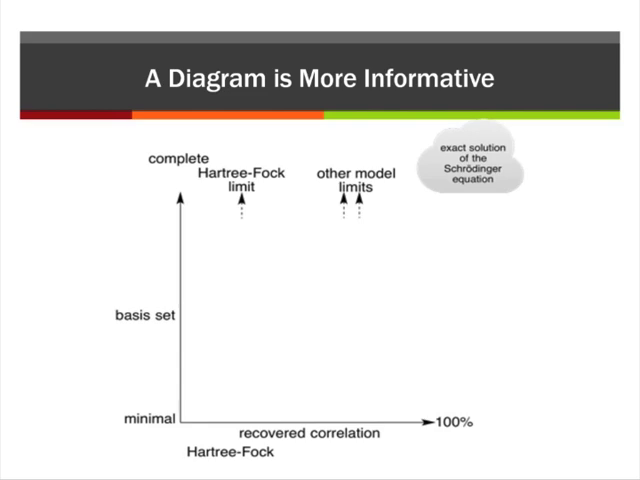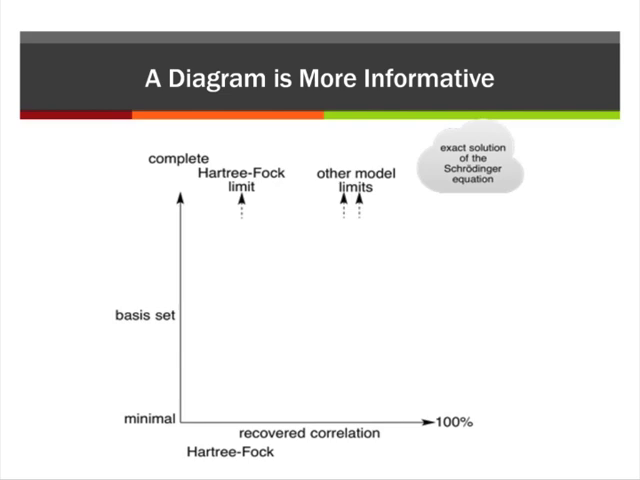The way to show this is a diagram. The top corner here, we have the solution to the Schrödinger equation. We have two approximations. The first approximation is the extent to which electrons know about each other, or what I'll call recovered correlation. You can recover 100% of the knowledge of electrons about each other, or you can recover not zero, but very close to 0%. That left-hand column is called Hartree-Fock theory.